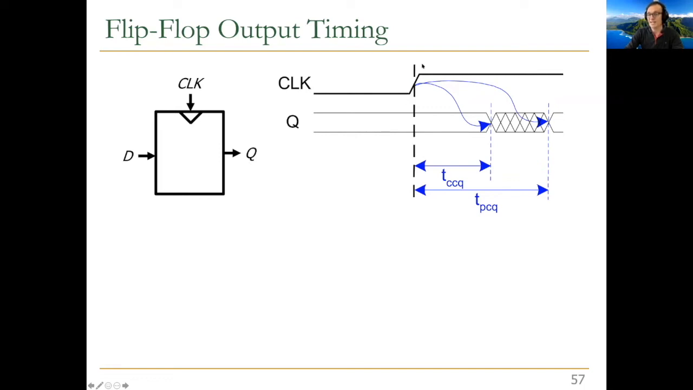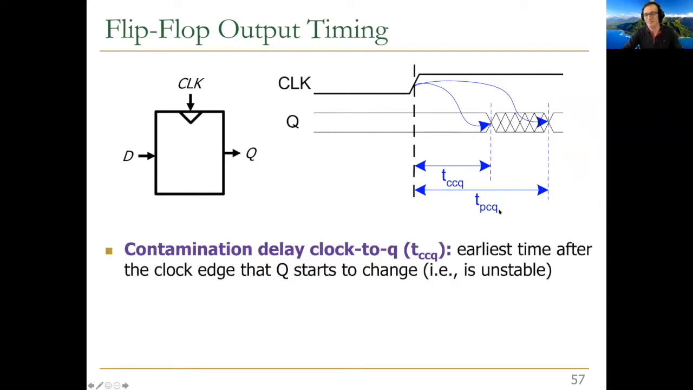After clock rises, Q starts changing, and that's the clock to Q contamination delay. That's the minimum time it takes after clock changes or rises for Q to change. And this is really very similar to the contamination delay of a gate, as we discussed earlier. This is the minimum possible delay of the flip-flop from the clock. And PCQ is the maximum possible delay for Q to change after clock changes. Essentially, this is a delay after which Q definitely settles. And that's the propagation delay from clock to Q. Okay, and that's the definition basically.